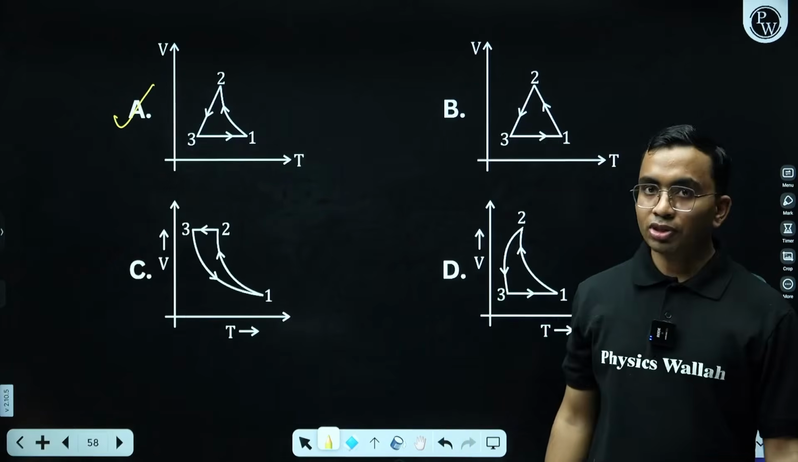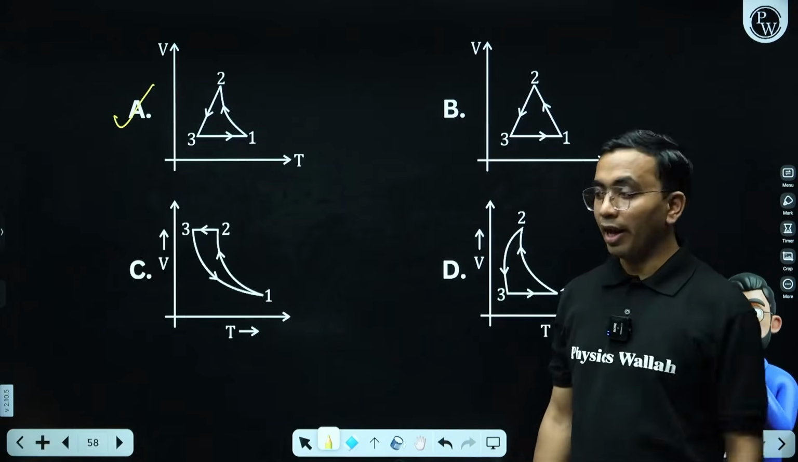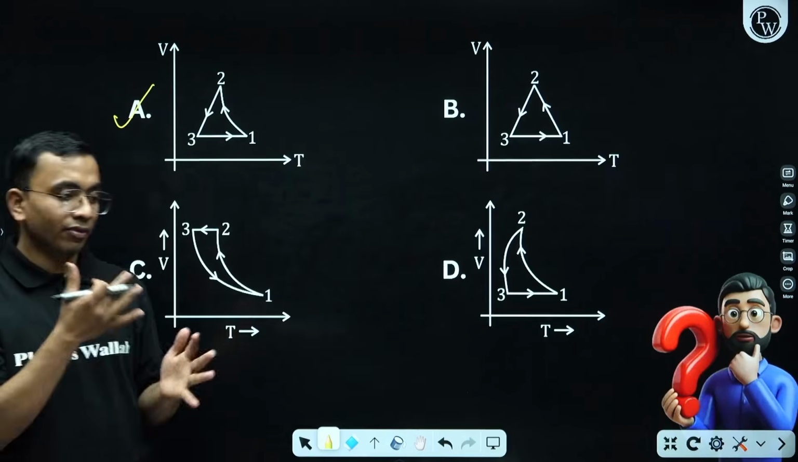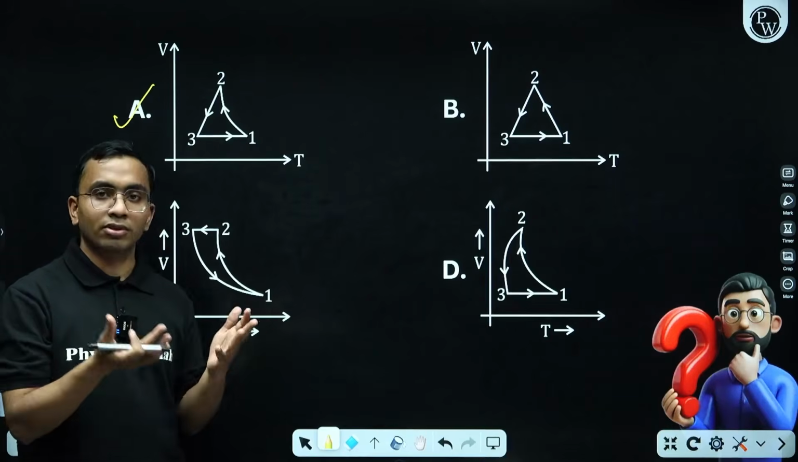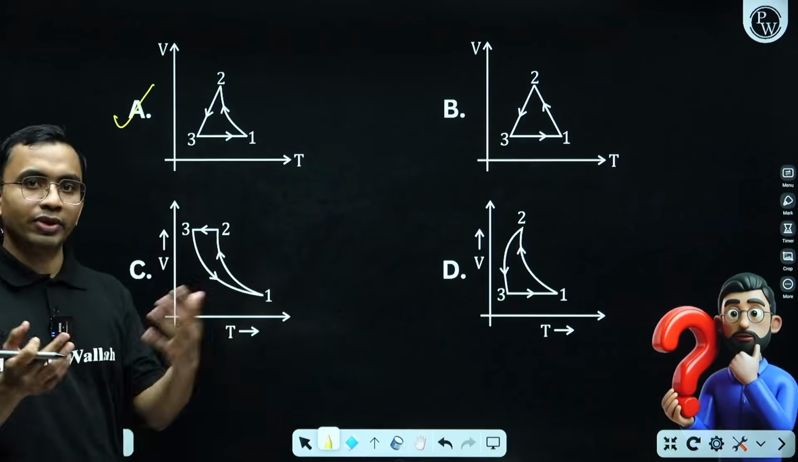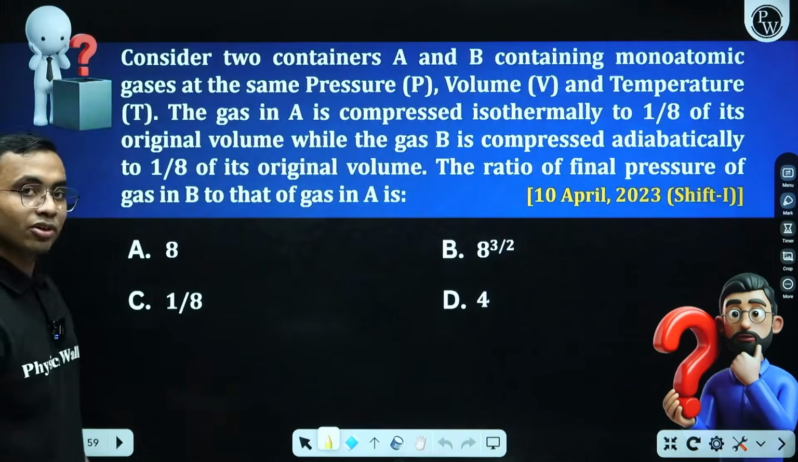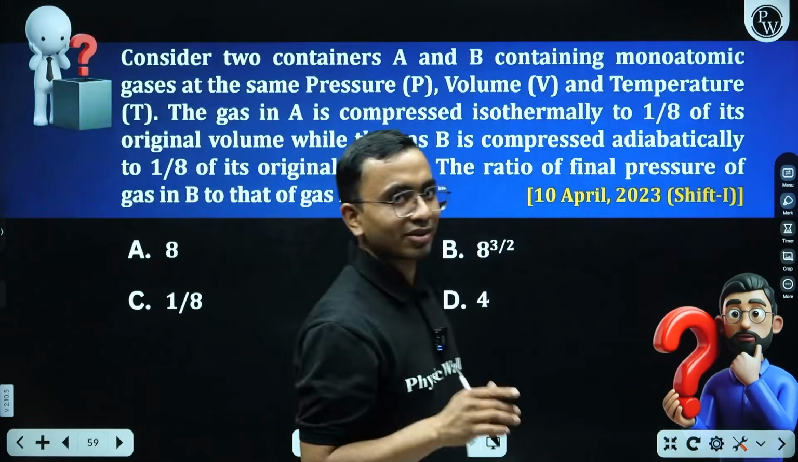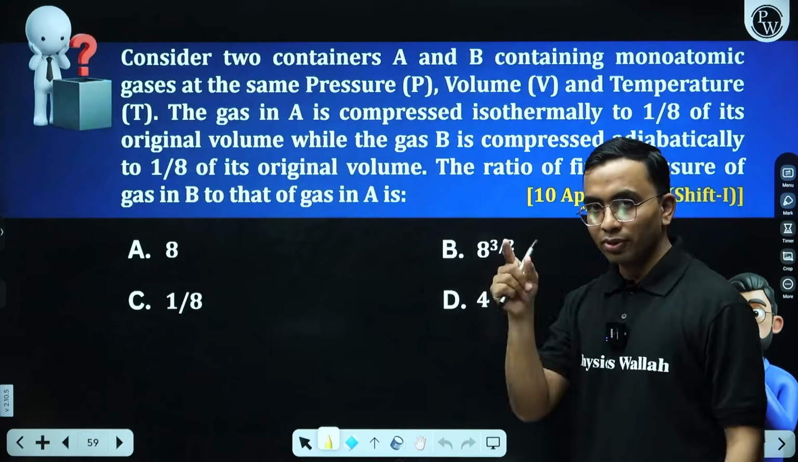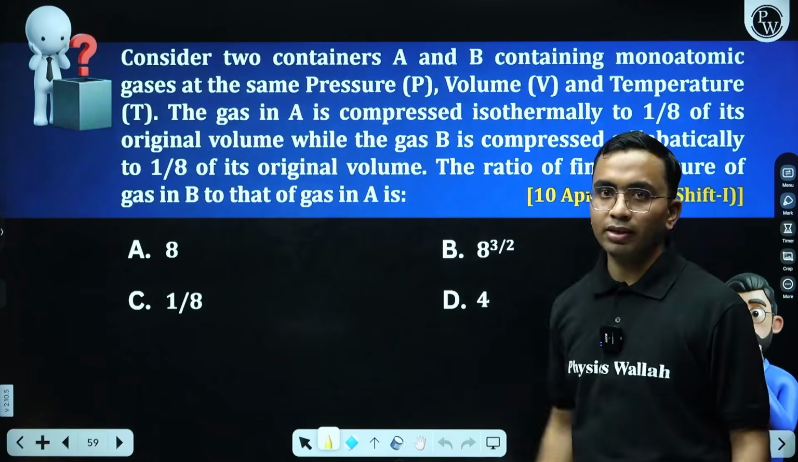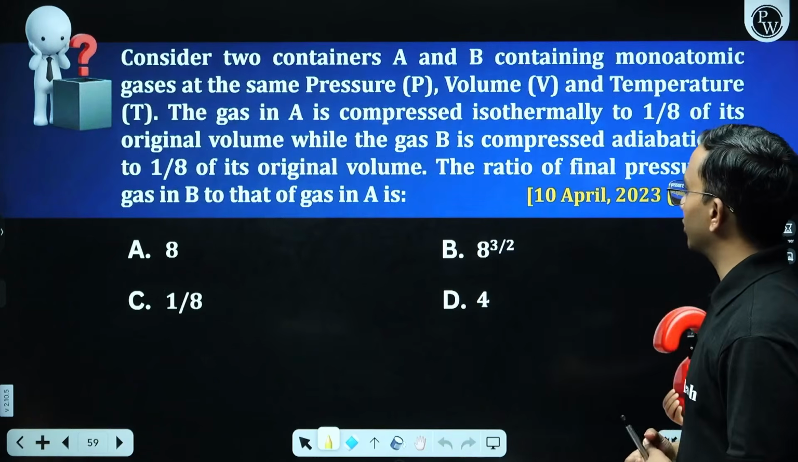These types of questions are very much asked in Mains. Some PV curve is given and the VT curve is asked, or the PT curve is asked, or they will give the VT curve and ask for the PV curve. So I am telling you the varieties of the questions. You need to practice how to understand which curve and which process it is, and how to draw that with other variables.